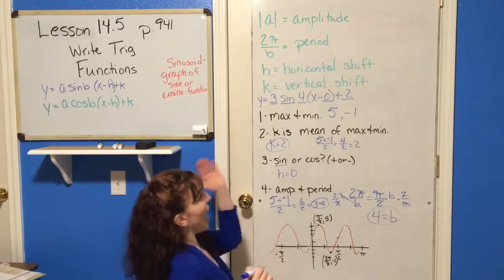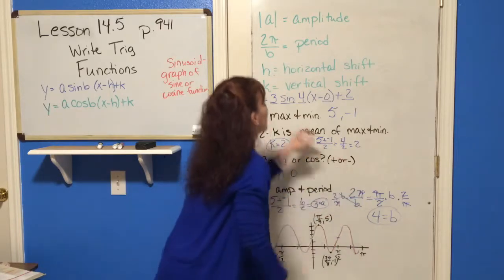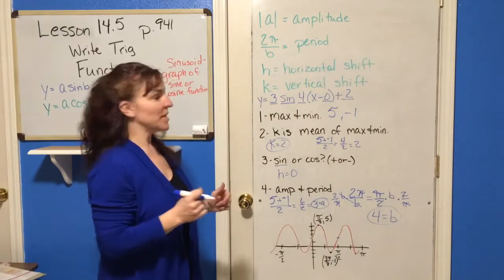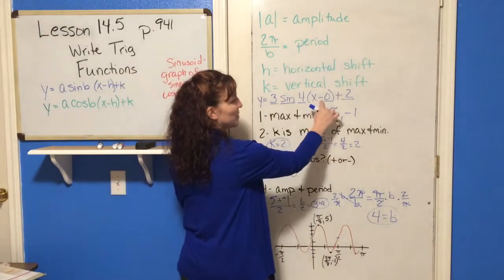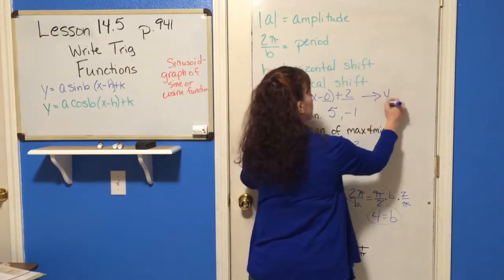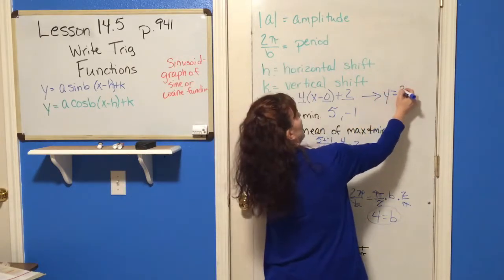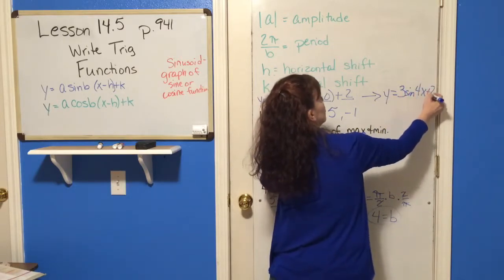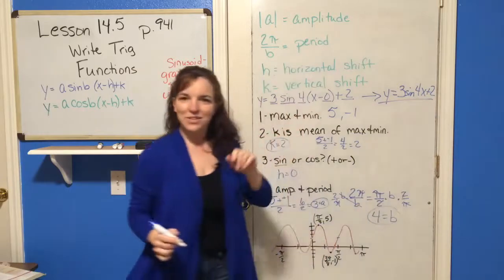And now we have our formula for our curve, and now we simply need to simplify it because this is x minus 0. So then we just write it as y equals 3 sine of 4x plus 2. And that's your final answer.